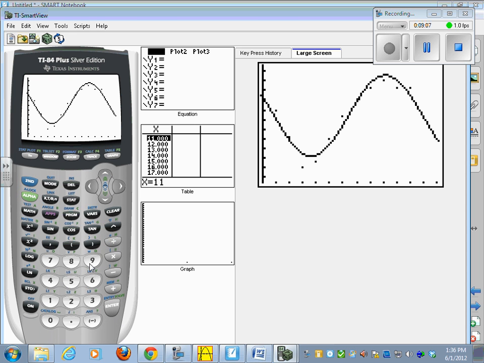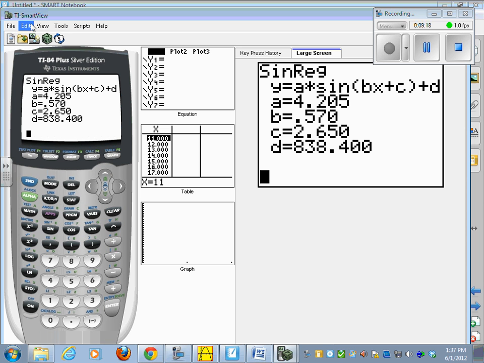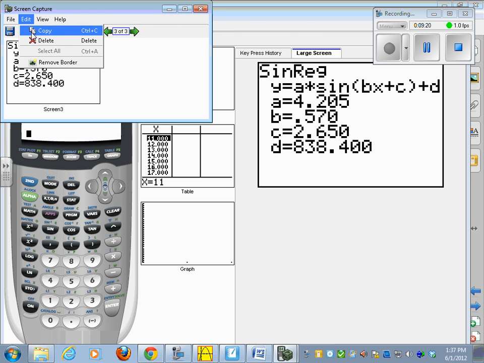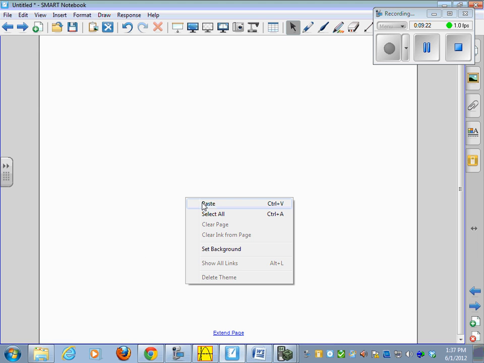Does that fit the data? Not too bad. Okay, so our equation then is this value right here. This is our equation right here.